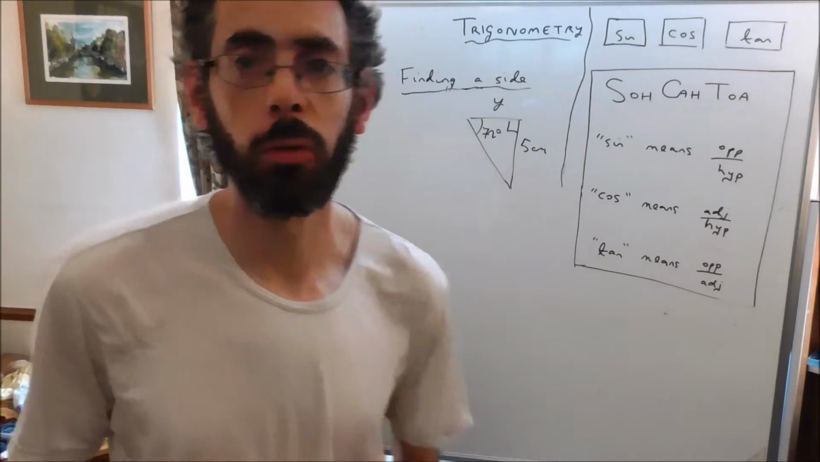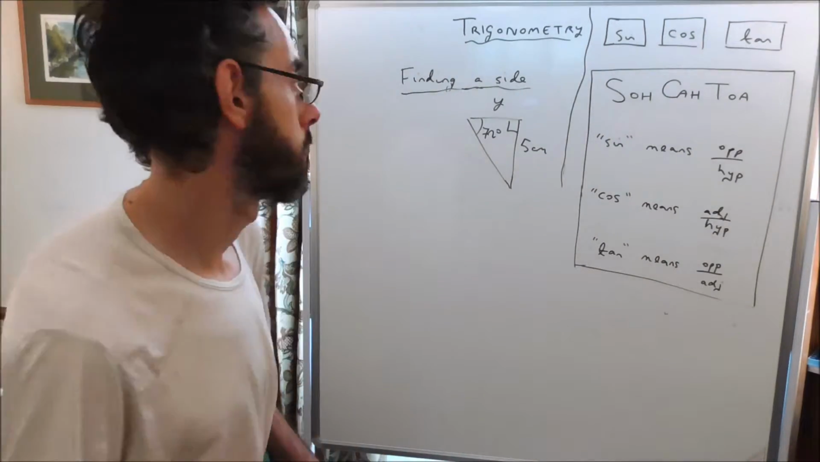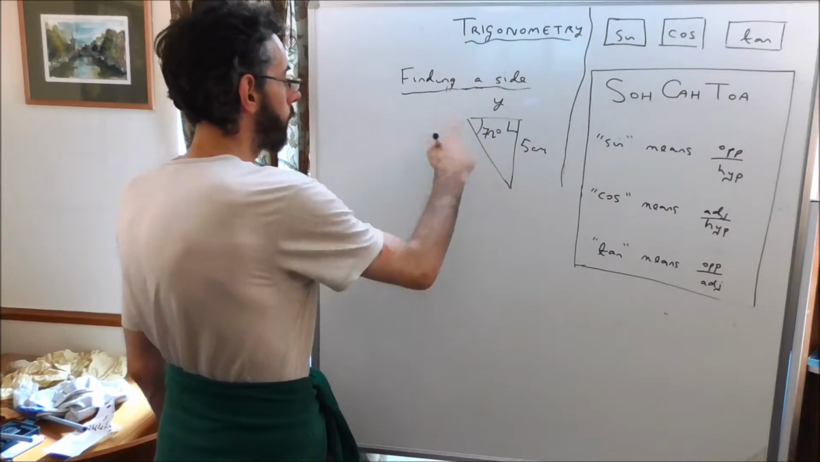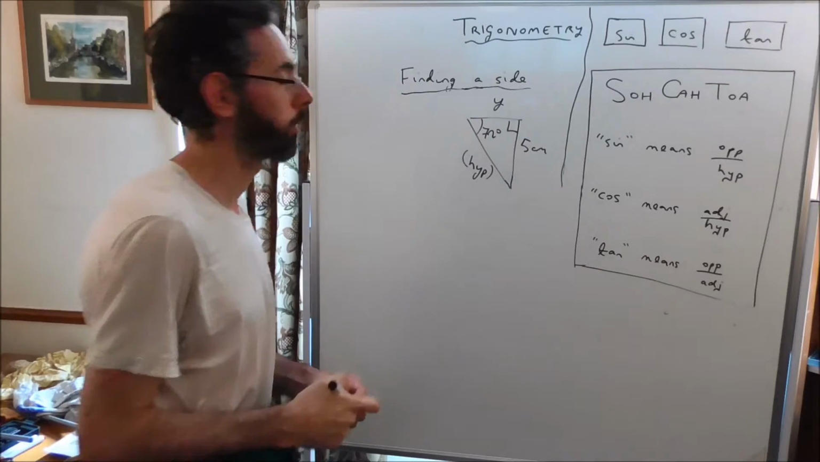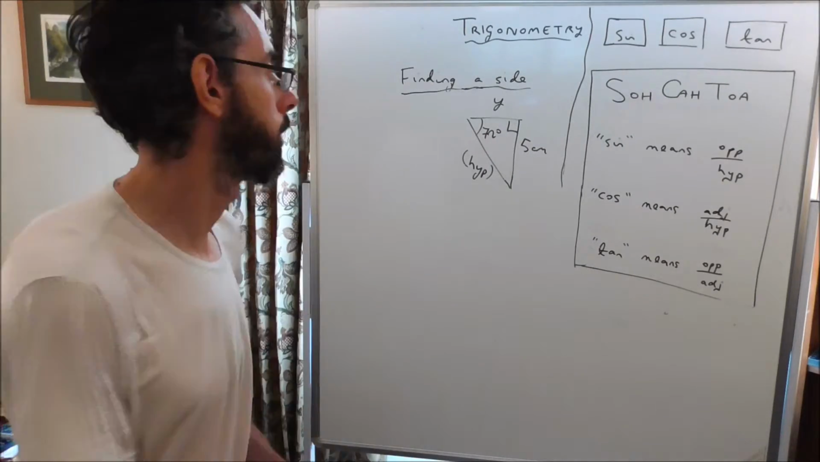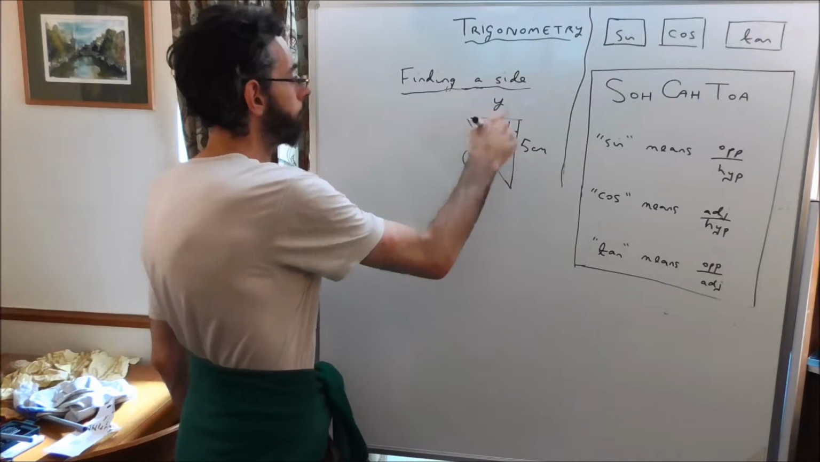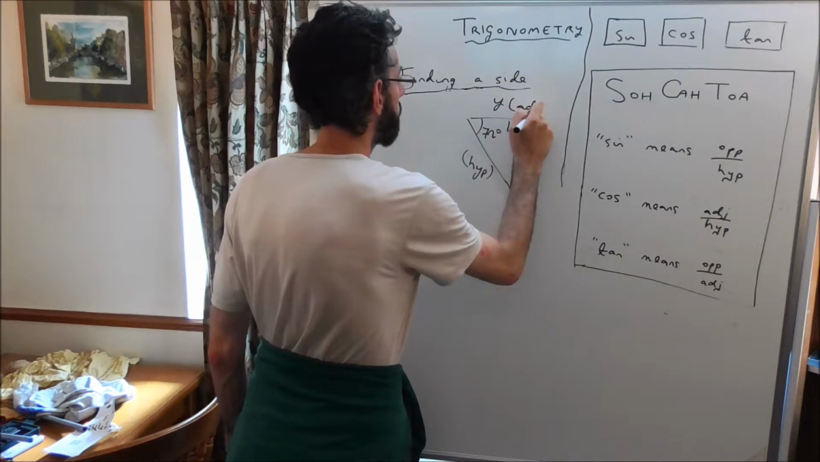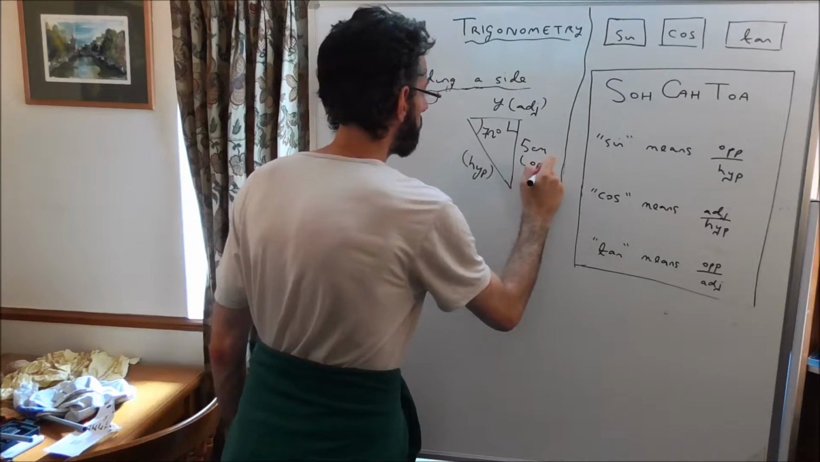So first thing you do, as before, is just label the three sides. So which side is the hypotenuse? Well, it's this side here. It's the longest side, opposite the right angle, hypotenuse. Which side is the adjacent side to the given angle? Well, it's this side here, because it's next to the angle. That's the adjacent side, which means that this side here is the opposite side to the angle.